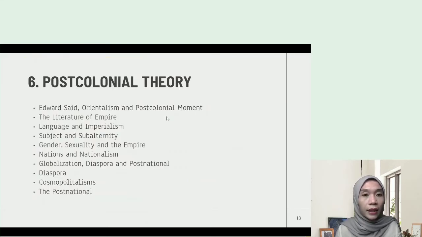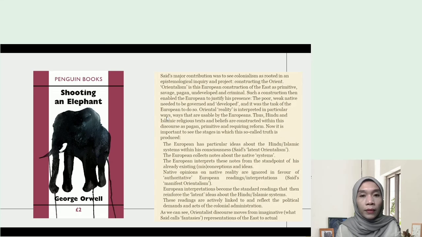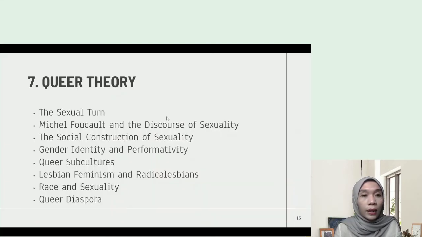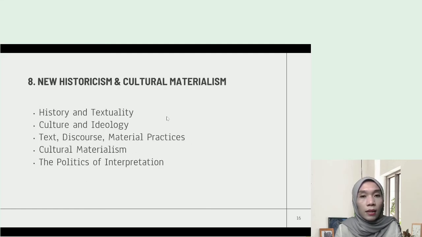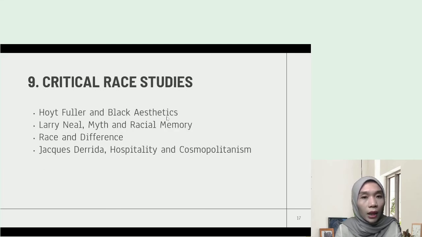And next, post-colonial theory. Here some big names: Edward Said, gender sexuality, globalization, diaspora, post-national, and so on. Example, instead of talking about the elephant, here you can talk about imperialism, how the concept of East and West, superior and subordinate one in the story. Okay, and then queer theory, some big names: Michel Foucault, discourse and sexuality, race and sexuality, queer diaspora, and so on. New historicism and cultural materialism. Here, cultural materialism, the politics of interpretation, history and textuality, material practices, and so on. Critical race studies by Larry Neal, Race and Difference, Jacques Derrida, Hospitality and Cosmopolitanism.